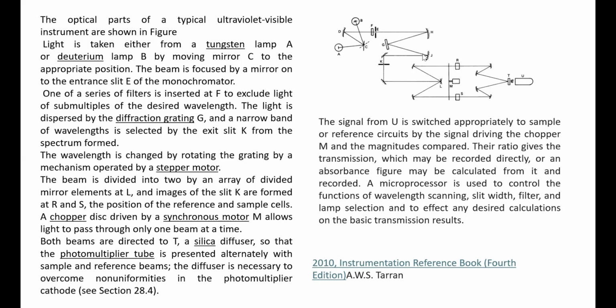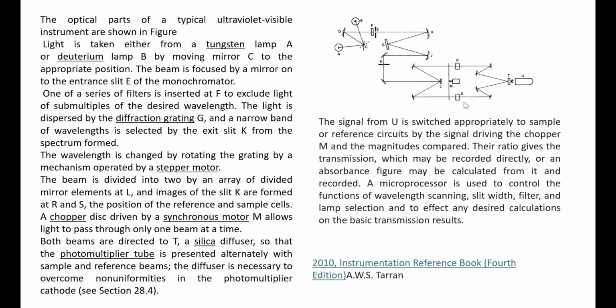So you are seeing it is at, where is L? Here it is, right? So an image of the slit K is formed at R and S, the position of reference and sample cells. Because this light which is coming out of the exit slit is to be split into two paths, because the same quantity has to pass to the sample holder and the same has to pass to the reference holder, right? So you are talking about a double beam system. This is how you are having a double beam system.